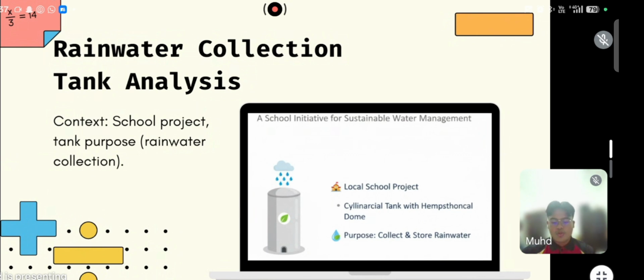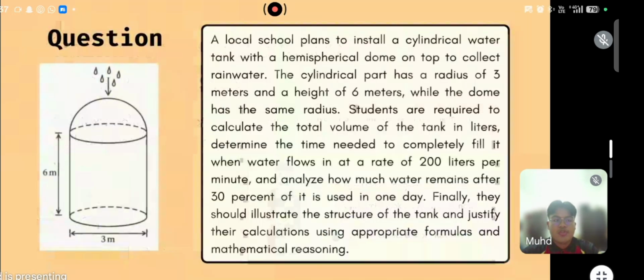So we continue with the question. The question is about the water tank in school, collecting water from rain. A local school plans to install a cylindrical water tank with a spherical dome on top to collect rainwater. The cylindrical part has a radius of 3 meters and a height of 6 meters, while the dome has the same radius as the cylinder, which is 3 meters.